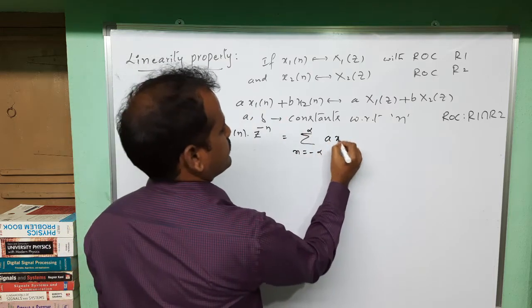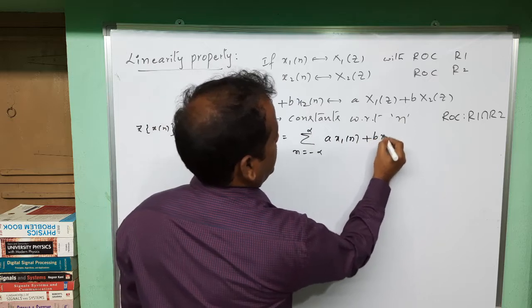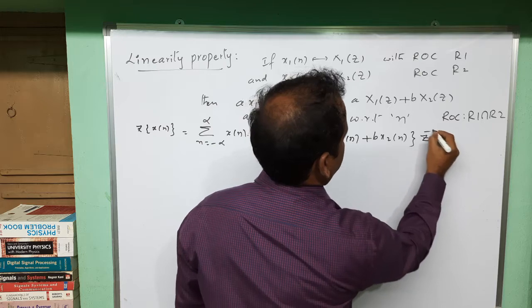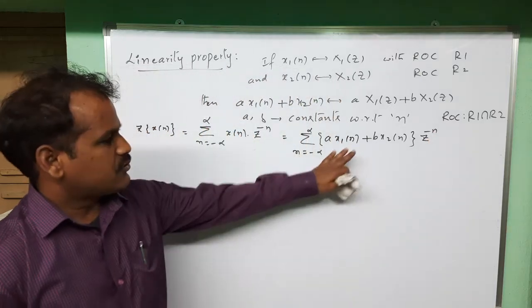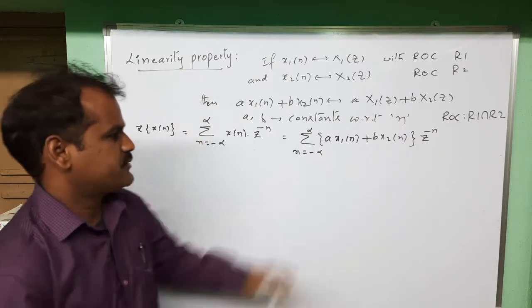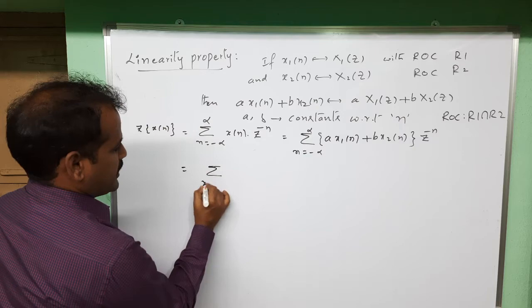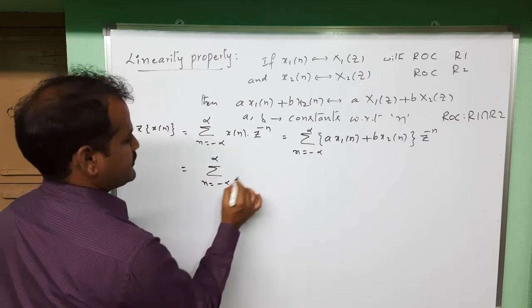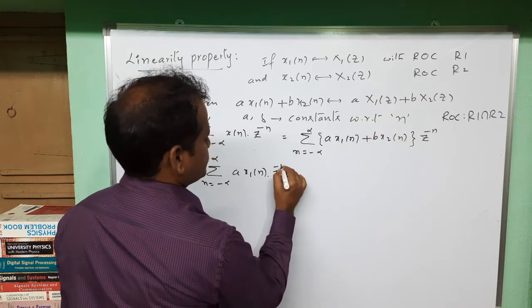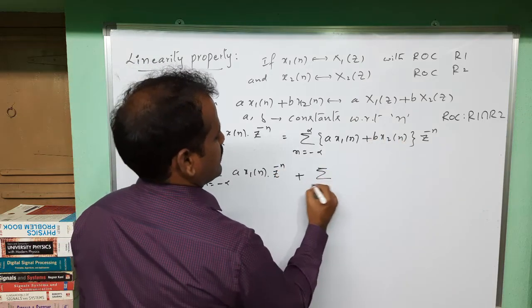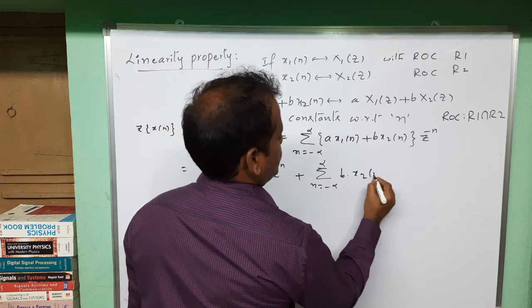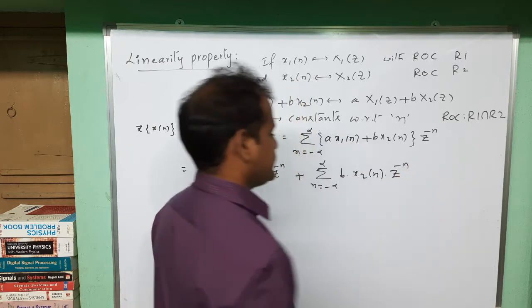a x1 of n plus b x2 of n, multiplied by z raised to minus n. So let us simplify this one. Here you can write this discrete summation separately for these two terms first. So we can write it separately, n value minus infinity to plus infinity, a x1 of n z raised to minus n, plus n value minus infinity to plus infinity, b x2 of n z raised to minus n.